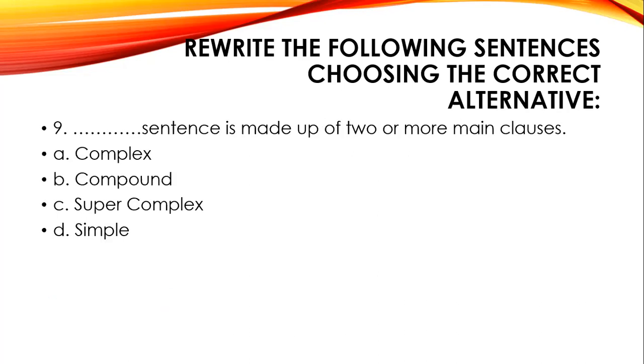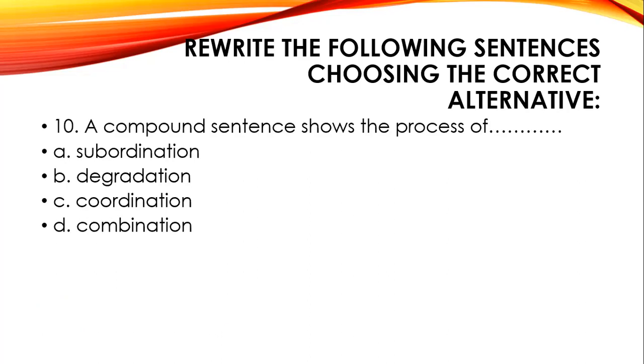Number 9, dash dash sentence is made up of two or more main clauses. A complex, B compound, C super complex, D simple. And the correct answer is option B compound. A compound sentence is made up of two or more main clauses.